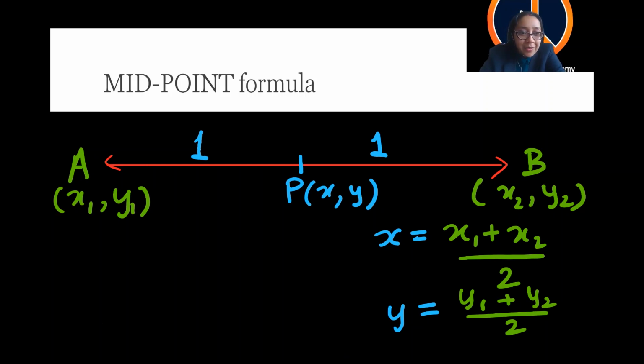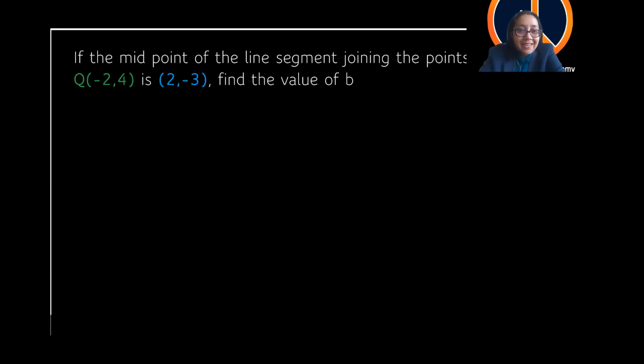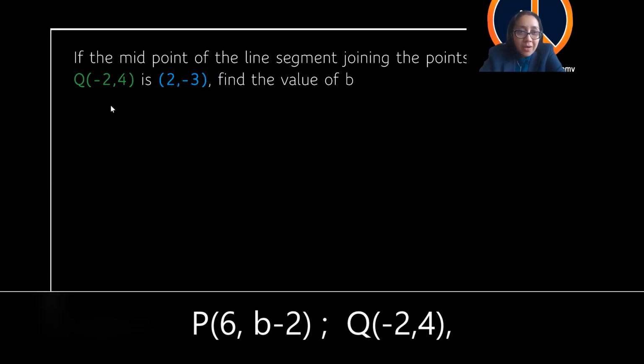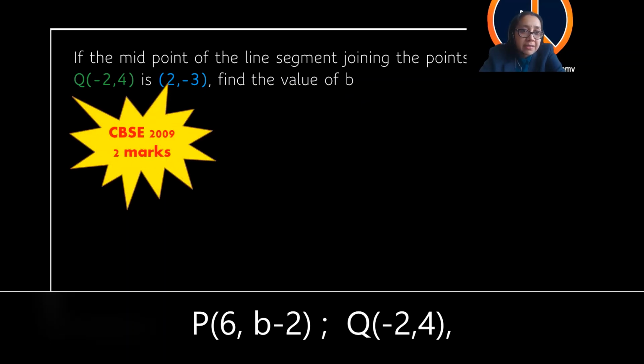Okay, so let's see, how have you understood? So this is the question. If the midpoint of the line segment joining the points P and Q is (2, -3). So let me draw the diagram first. You have to find the value of b, and this question has already come in CBSE for a 2 marks question. So how can you do it?